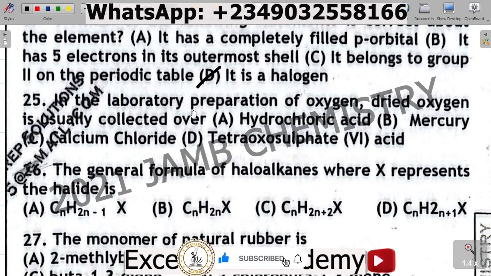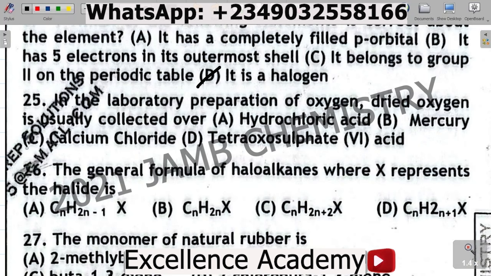25. In the laboratory preparation of oxygen, dried oxygen is usually collected over A. Hydrochloric acid, B. Mercury, C. Calcium chloride, D. Tetraoxosulfate 6 acid. For 25 here, the correct answer is C.